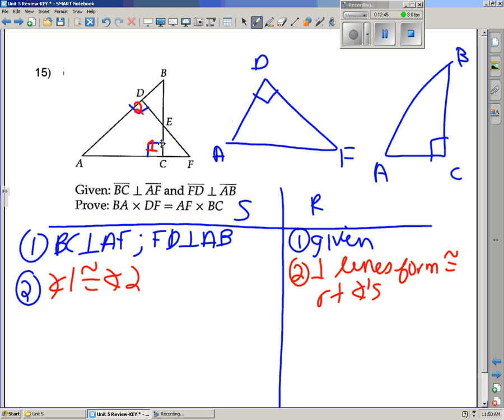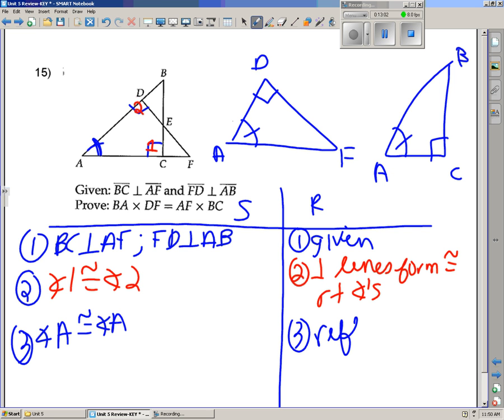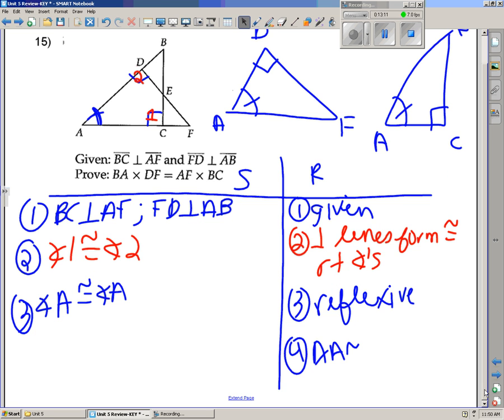Now I've got to see something else, and I notice that this angle A right here is a part of both triangles. It happens to be here as well as here. So we can then say angle A is congruent to angle A, and that's going to be because of the reflexive property. So we have enough to talk about angle-angle similarity, just a matter of naming those triangles. So I'm going to name the triangles ADF. Oops, not congruent. We are in similarity. So ADF is going to be similar to triangle ACB.